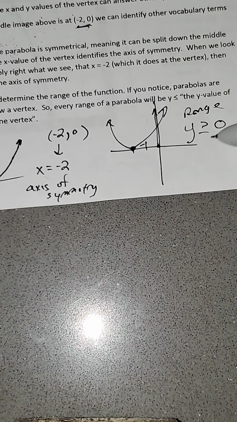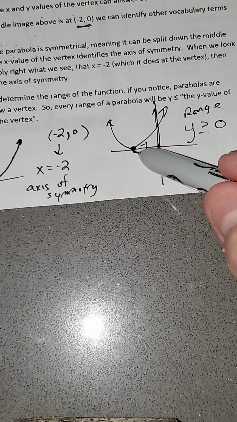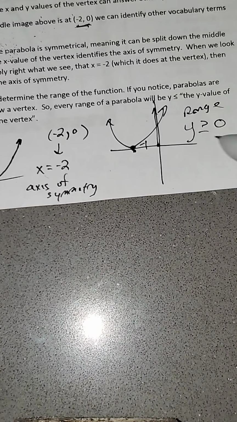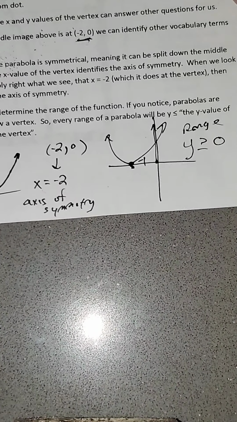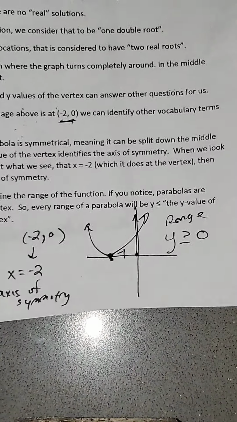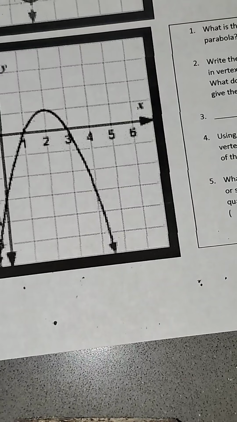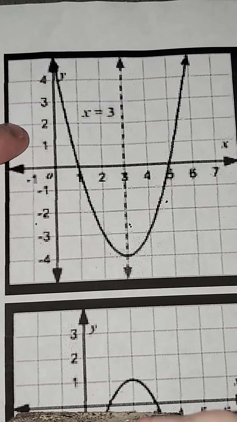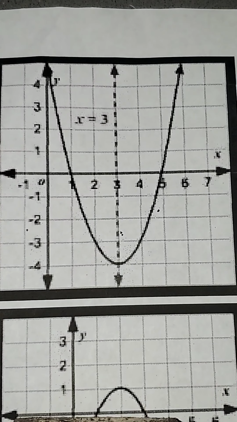And the range is either going to be y is greater than or equal to the y value at the vertex, or it's going to be less than or equal to the y value at the vertex. I know it's kind of quick. It's about 5 minutes, what it should have been. So I'm going to go over one of these with you real quick. Identify the things, and then I'm going to leave you to identify the rest on the next one.